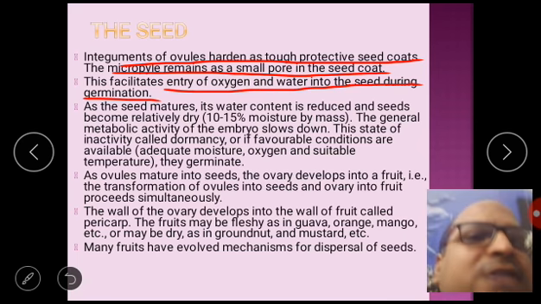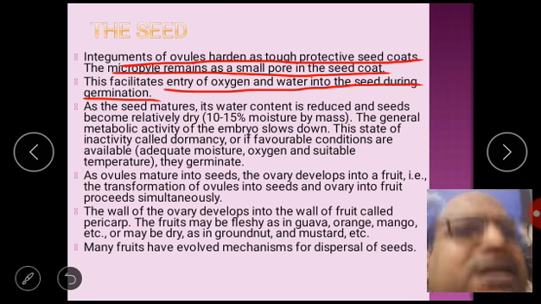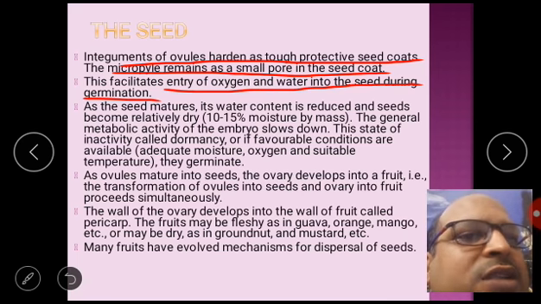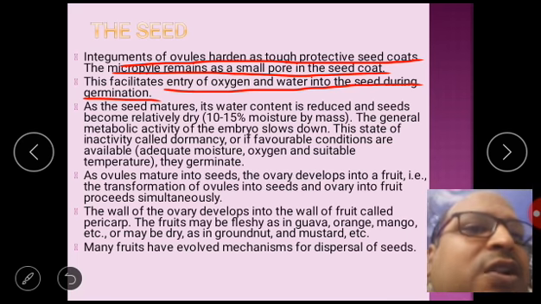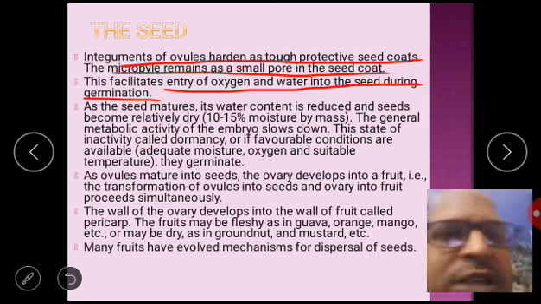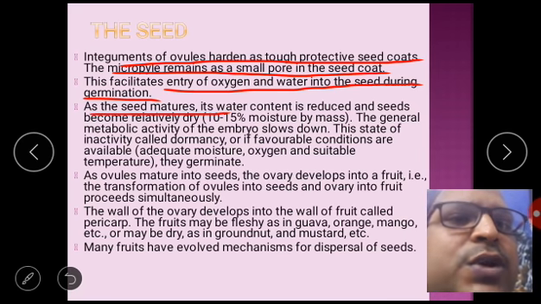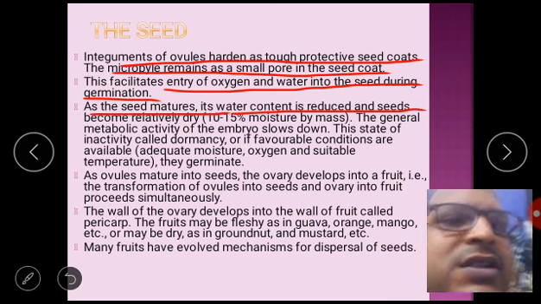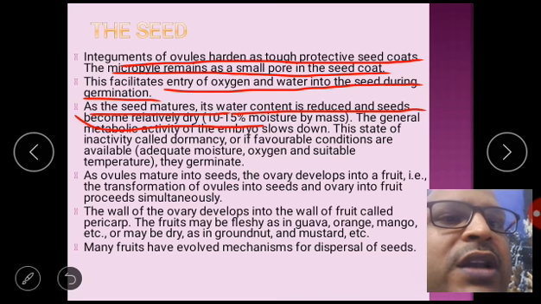What is the importance of the micropyle in the seed? It actually facilitates the entry of oxygen and water into the seed during seed germination. Now as the seed matures, its water content is reduced and seeds become relatively dry, 10 to 15% moisture by mass.